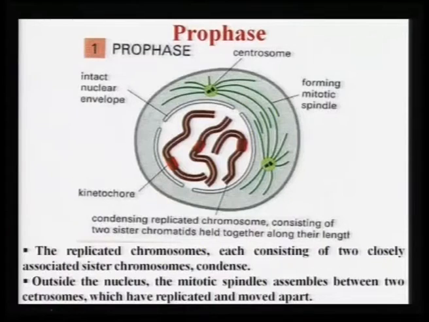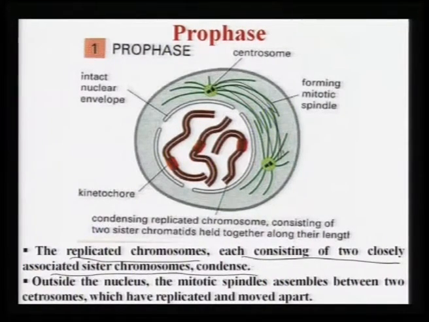Okay. So, what happens in the prophase? That is phase number 1 inside the M phase. Here it is the centrosome, and you have the intact cell membrane. Now, these are the mitotic spindles, the myosin motors are here, and these are your actin filaments. The replicated chromosomes, each consisting of 2 closely associated sister chromatids, are in the condensed form in the prophase, and outside the nucleus the mitotic spindles assemble between 2 centrosomes. This is one centrosome, this is another centrosome. Between the 2 centrosomes the mitotic spindles start assembling, and the chromosomes are more condensed.